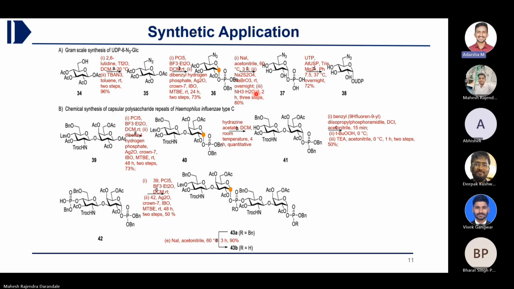Here also it is just a Bn group removal, two Bn groups. And you see here they removed the acetate group just with ammonia water. Ammonia water, yes. Oh, this also works.